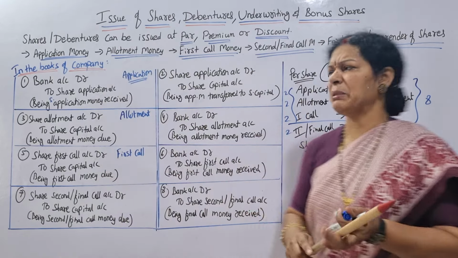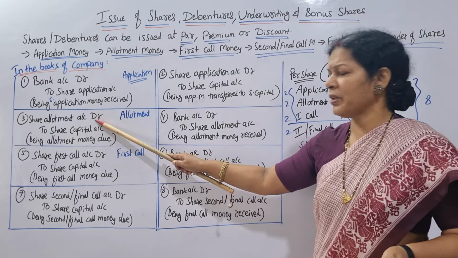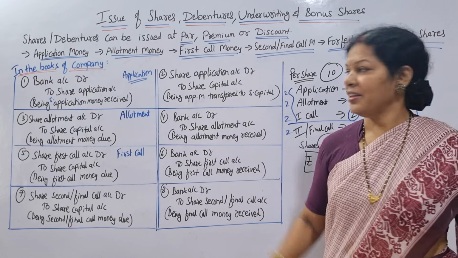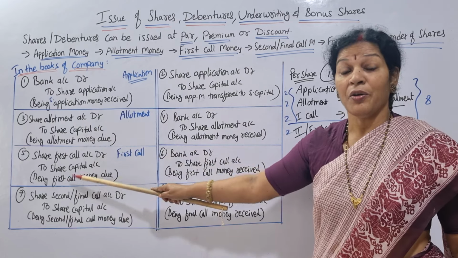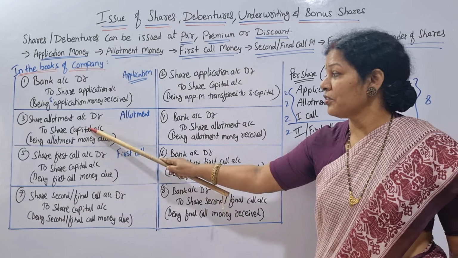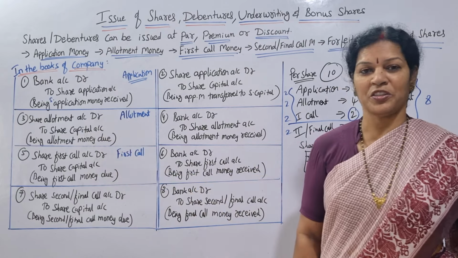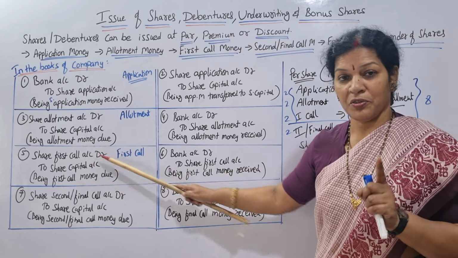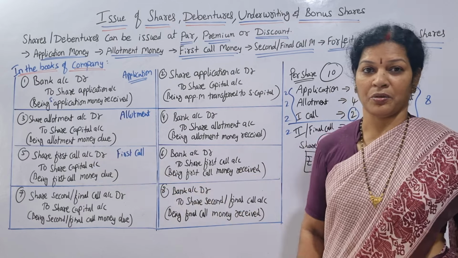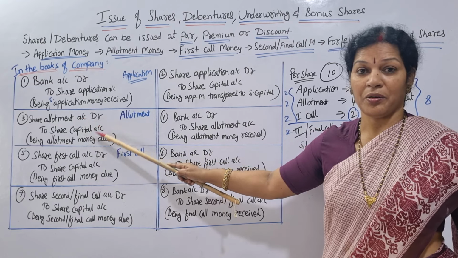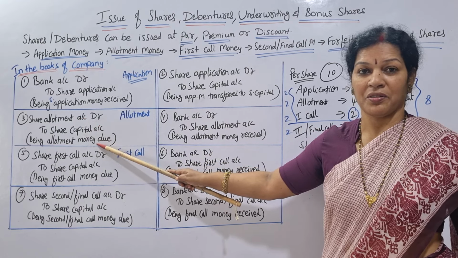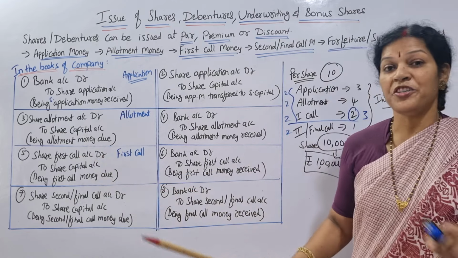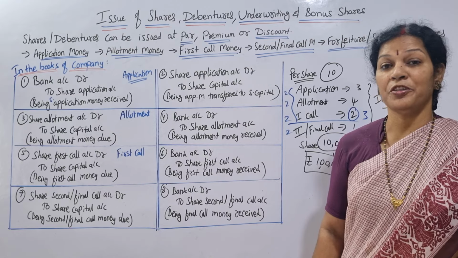For the first call, the same as before. Share allotment account... now here, share first call account. Rather than allotment, we are writing share first call account attached to share capital. Share first call account attached to share capital account. Earlier, share allotment account attached to share capital account. So this is being first call money due.